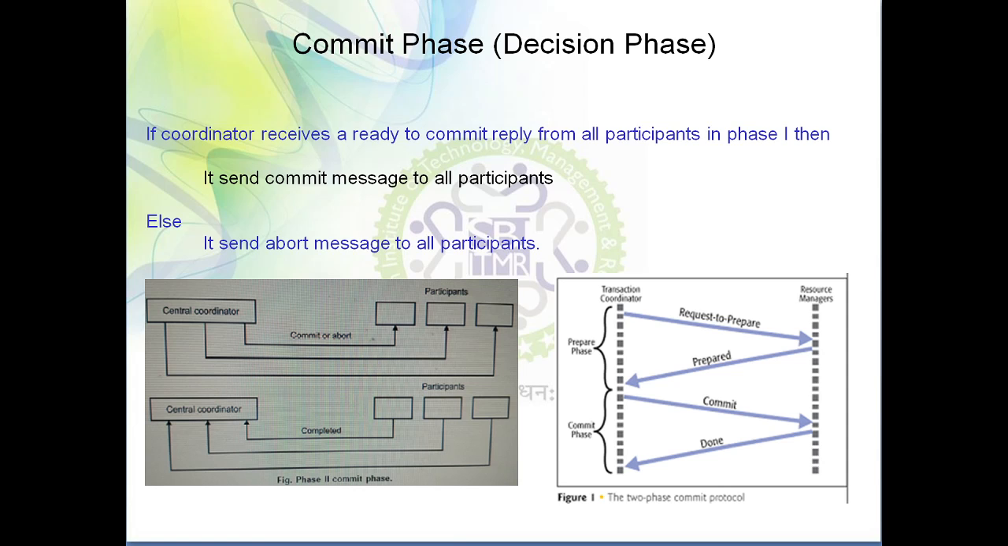So in this way, the two-phase commit protocol works in two phases. One is the voting phase and the second one is the decision phase. And this is how the two-phase commit protocol helps to synchronize between the master transaction and all these sub transactions, so that the status of the master transaction can be conveyed.